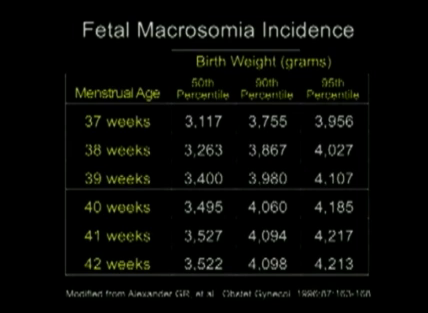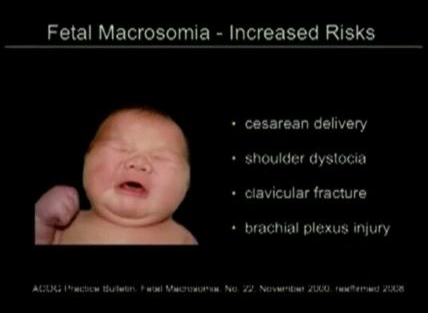On the other end of the spectrum, there's been some information from the National Center for Vital Statistics showing the incidence of fetal macrosomia at varying menstrual ages, which range from 37 weeks to 42 weeks. You can see that at the 50th percentile, this ranges from 3,100 grams to about 3,500 grams. And then the macrosomic babies, being either at the 90th percentile or 95th percentile, range from approximately 3,800 grams to about 4,100 grams. These overnourished babies are also at increased risks related to cesarean delivery, shoulder dystocia, fractured clavicles, and brachial plexus injury.